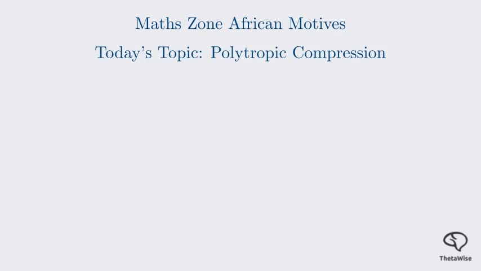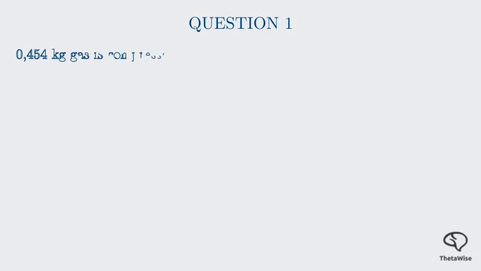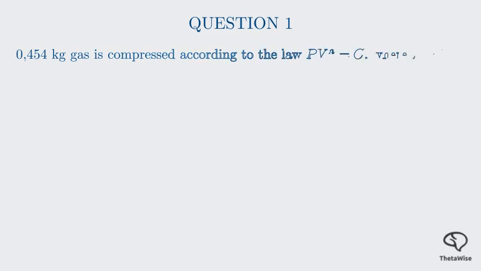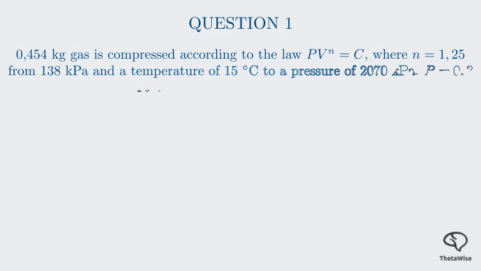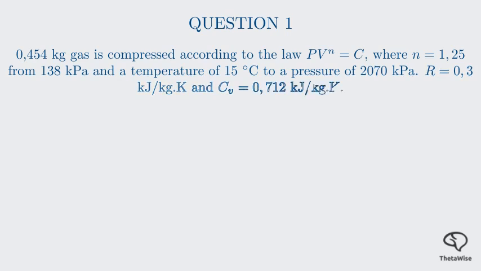Let's get started. First, let's carefully read the entire question. Remember, the question often contains subtle but critical pieces of information. Question 1. 0.454 kg gas is compressed according to the law PV to the power of n equals C, where n equals 1.25, from 138 kilopascals and a temperature of 15 degrees Celsius to a pressure of 2070 kilopascals. R equals 0.3 kilojoules per kilogram Kelvin and C sub V equals 0.712 kilojoules per kilogram Kelvin.